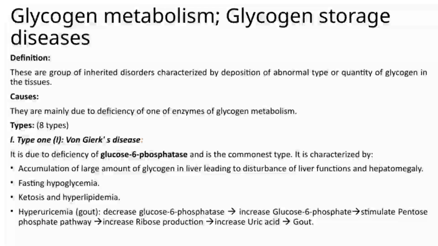Patients often experience fasting hypoglycemia, which means their blood sugar drops dangerously low during fasting periods. Additionally, these patients may develop ketosis and hyperlipidemia, reflecting how their bodies respond to low glucose levels by breaking down fats. Another key point is hyperuricemia, which can lead to gout. The deficiency causes an increase in glucose 6-phosphate, which stimulates the pentose phosphate pathway, resulting in increased ribose production. This, in turn, raises uric acid levels in the blood, leading to gout.